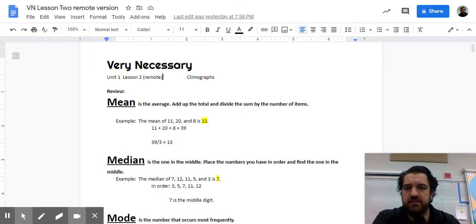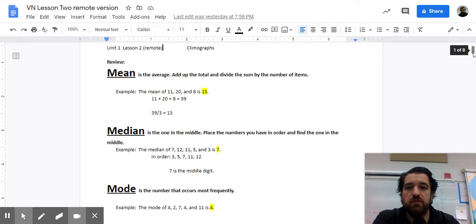So it's Wednesday, September 16th, and I have lesson 2 ready here. A few different changes from the one that we did in person. So that's why it's labeled as remote here, but it's pretty much the same sort of content. We started off with a review of mean, median, and mode. And I gave you some examples of how to do that.